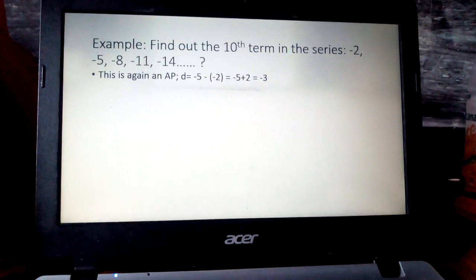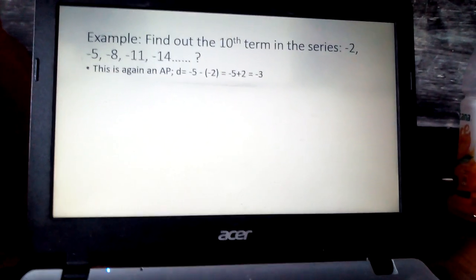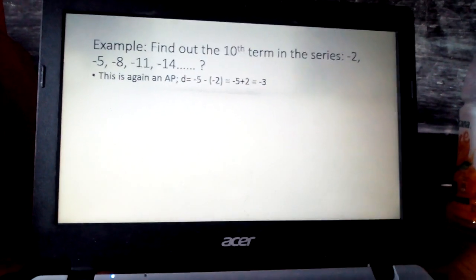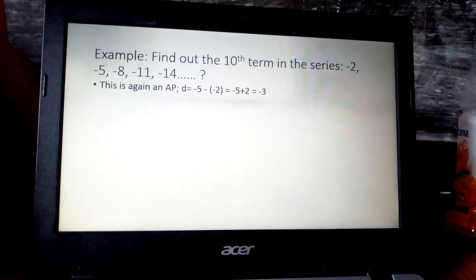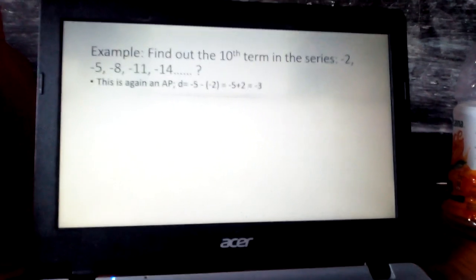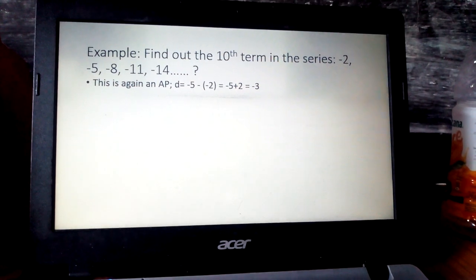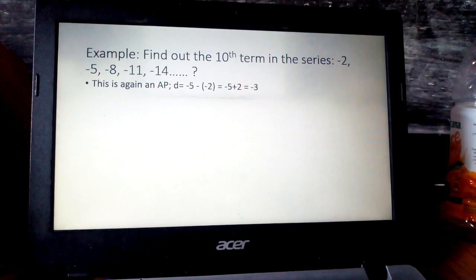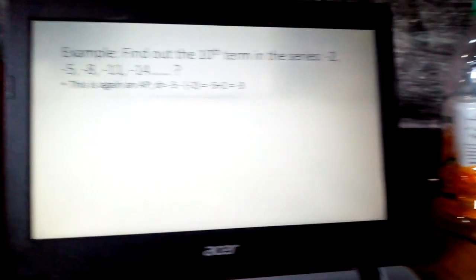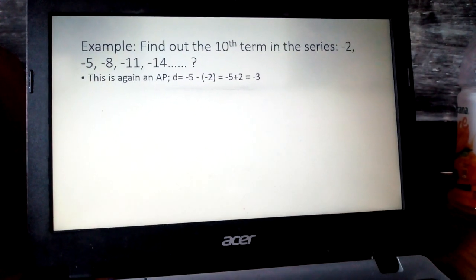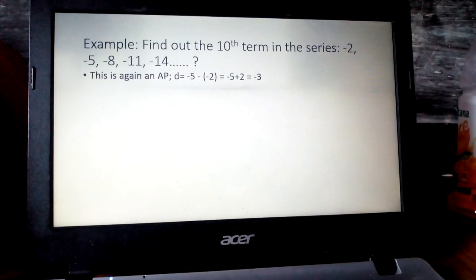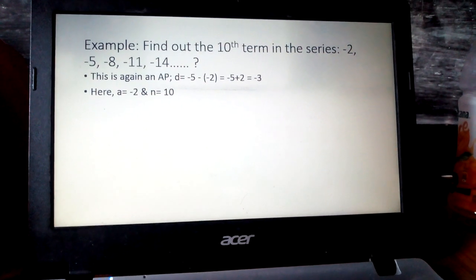Please keep doing these calculations in your notebook, otherwise you may not be able to remember. Likewise, for the fourth and the third term, you will find that the difference is still -3. Likewise, for the fifth and the fourth term, -14 minus -11 would again come out to be -3. So yes, we can conclude that this indeed is an arithmetic progression, and now we can apply the formula that we have already had a look at.